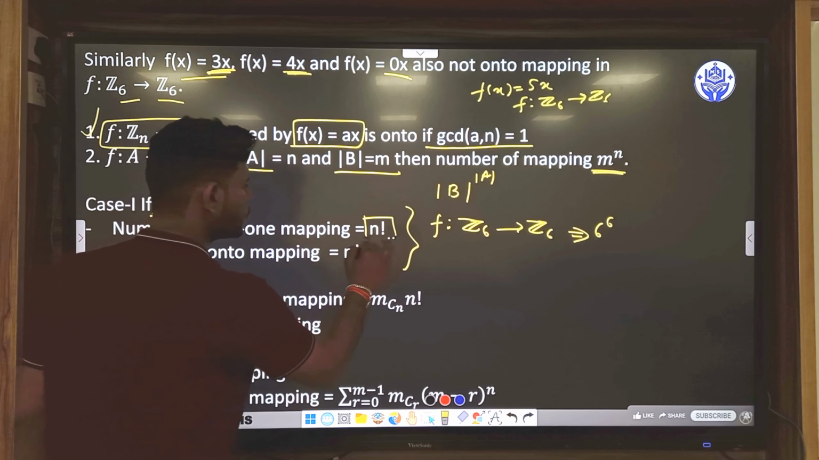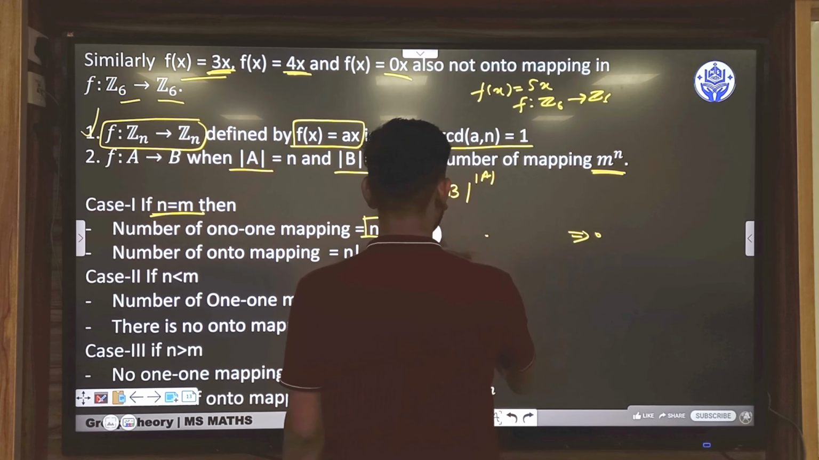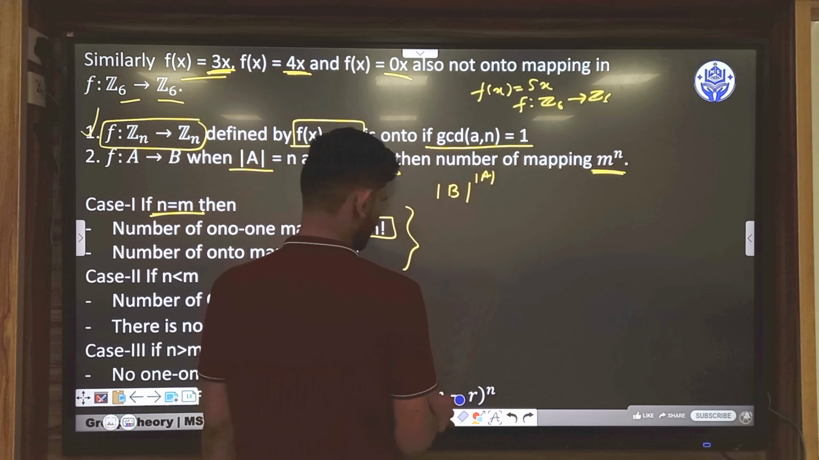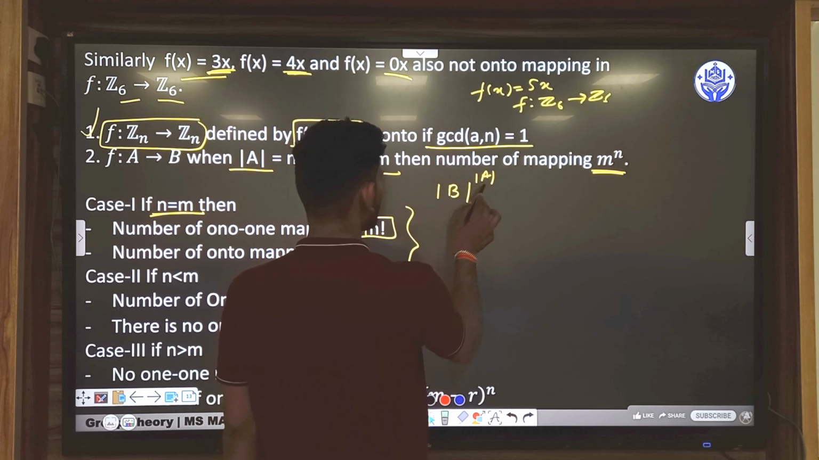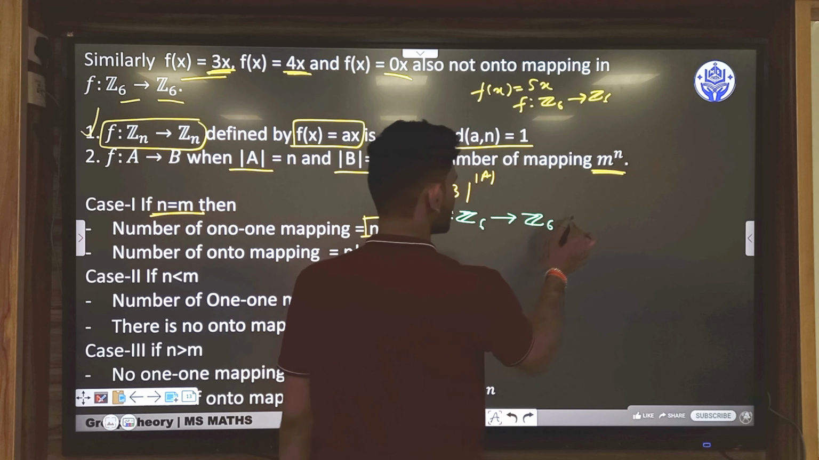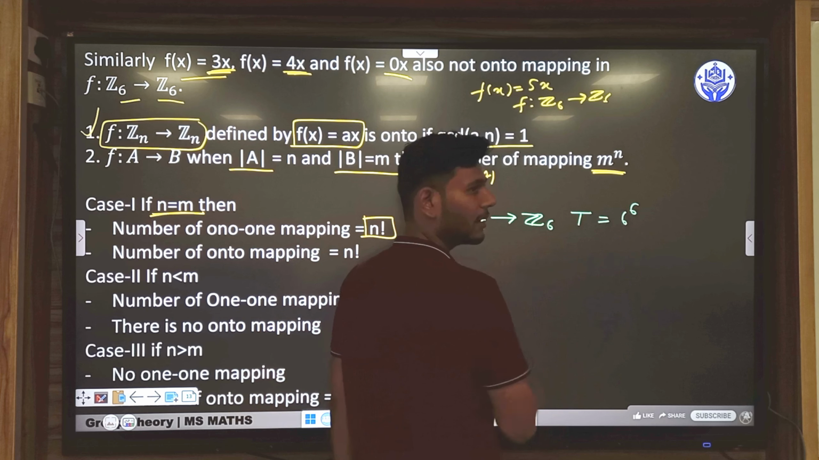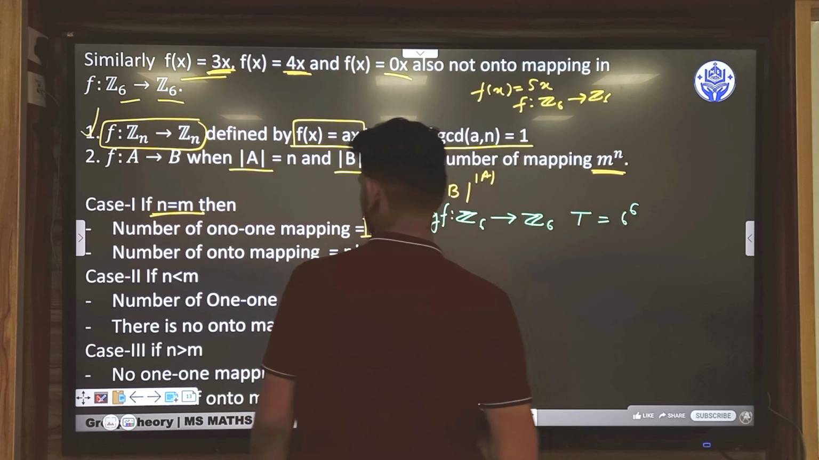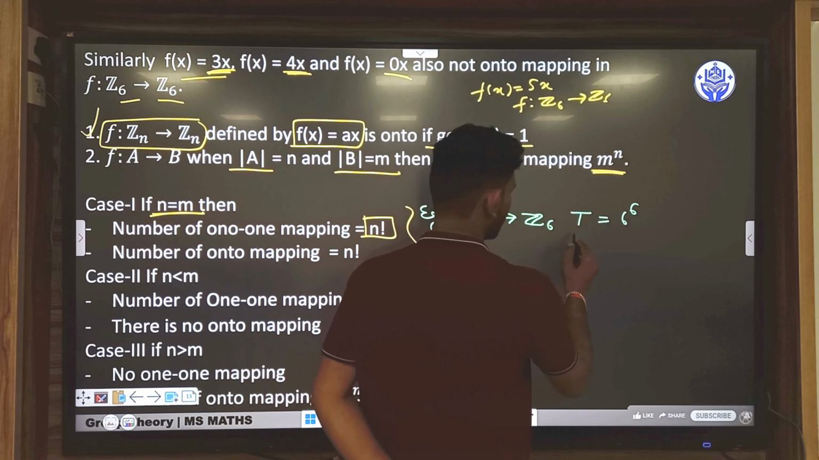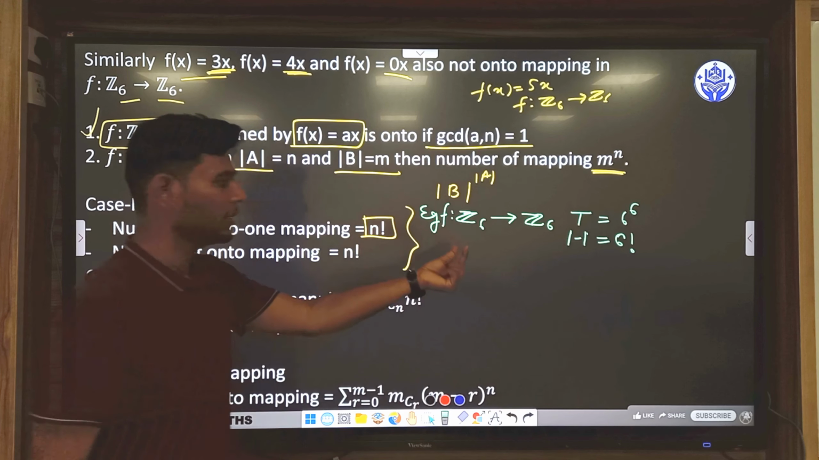That is n factorial. So this is total. Let's take an example, f from Z6 to Z6. Then the total mapping is 6 power 6, if both sets are equal. Then how many 1-1 mappings are there? That is 6 factorial, meaning n factorial.